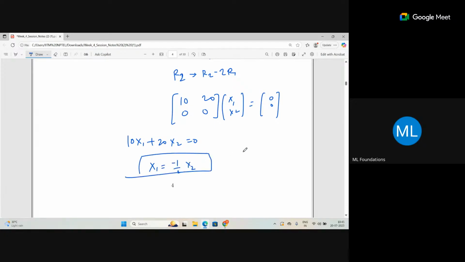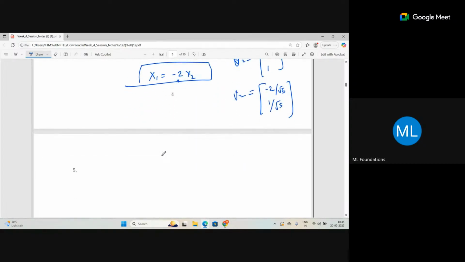In that case, my v2 will be: when x2 is 1, what will be the value of x1? It is minus half, correct? Sir, it's minus 2x2. Sorry, I made a mistake here. It should be minus 2x2. So when x2 is 1, you will have x1 as minus 2. Then the normalized vector in this case is minus 2 by root 5 and 1 by root 5. This is my v2.